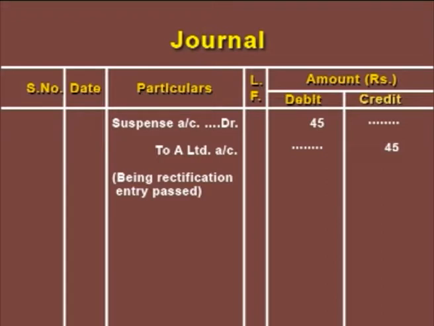So, rectification entry is expected to increase the credit side of A Limited's account by rupees 45. Hence, A Limited's account should be credited in the rectification entry. As this error has affected only one account, that is A Limited's account, the resulting rectification entry will also involve suspense account and will be suspense account debit rupees 45 to A Limited's account rupees 45.